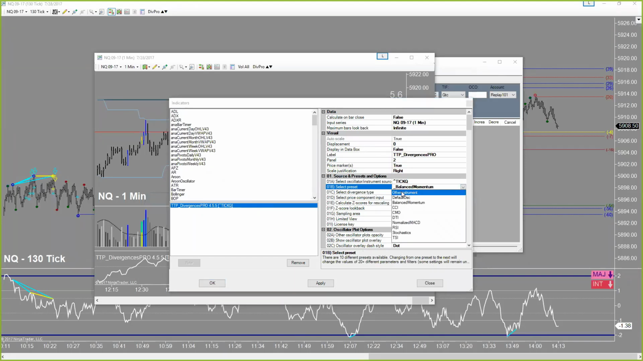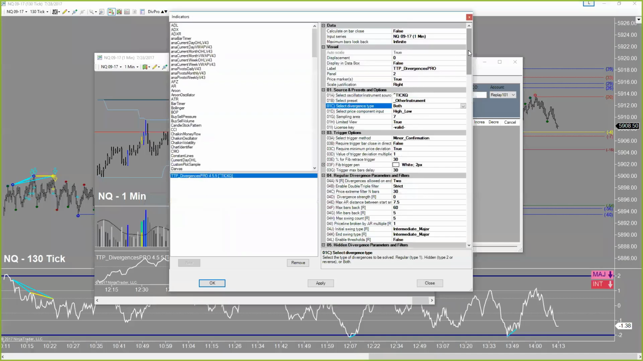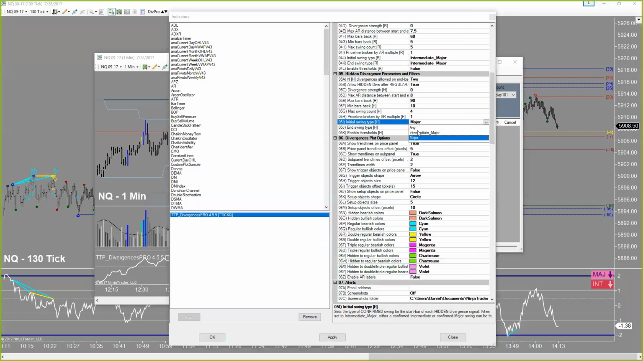And we just changed the preset here. So we have multiple different presets depending upon the indicator that you're bringing in or the instrument that you're bringing in. So we're setting it to other instrument as we're bringing in another instrument. I'm going to set this to both regular and hidden. This is a pretty serious algorithm. And it changes all the settings for me automatically. Of course, you can select a little further if you want to look at different swing points. I'm going to look at intermediate and major.